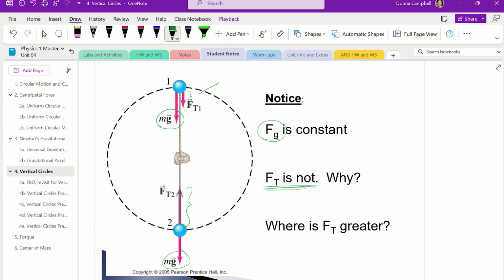Up here, we would say that Fc is equal to Fg plus Ft1. Down here, we would say that Fc is equal to Ft2 minus Fg, where Fg is the same, so just what we saw in the previous slide.